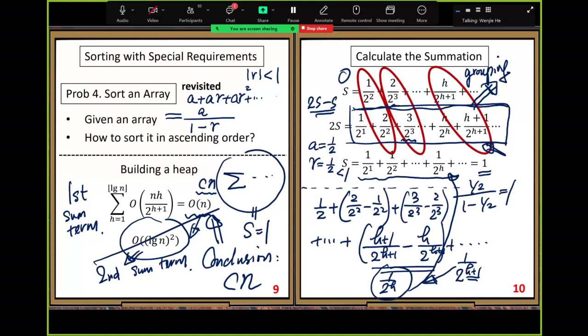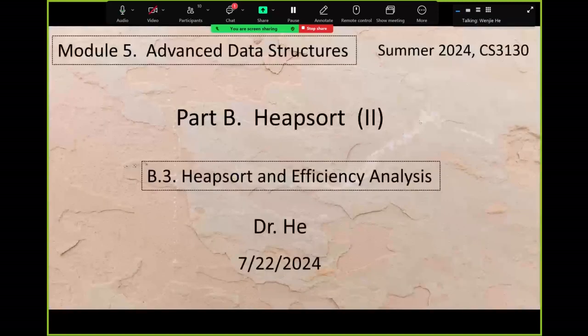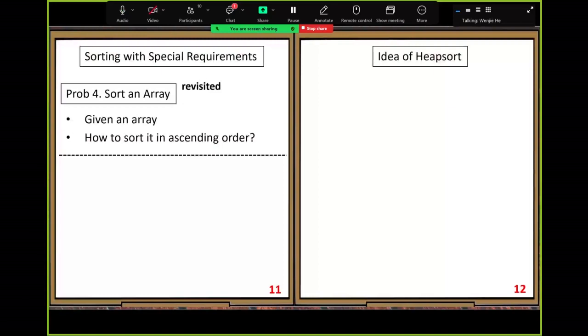Then the next step, we can run the heap sort. And it is pretty straightforward, so we can quickly get it. Heap sort efficiency analysis. All right, so here, let me show you the idea of heap sort. Use a diagram, a simple diagram here.